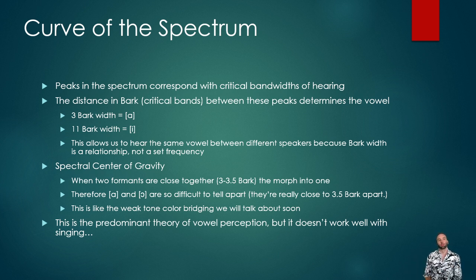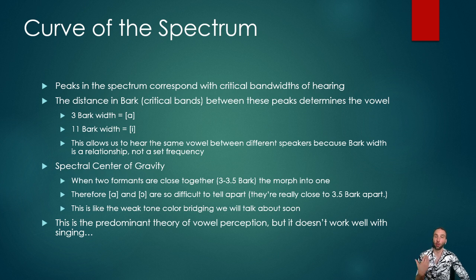So the curve of the spectrum here is relating to the critical bands and bark, right? I write that peaks in the spectrum correspond with critical bandwidths of hearing, meaning that our critical bandwidths are activated by the peaks in the spectrum, and then we use those peaks to figure out what vowel we're hearing. And that's dependent on the critical bandwidths.